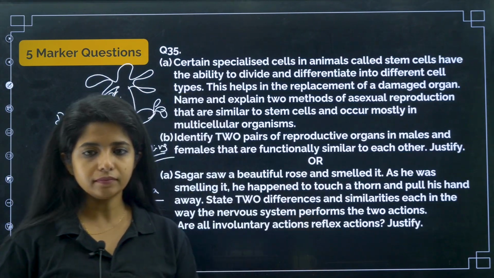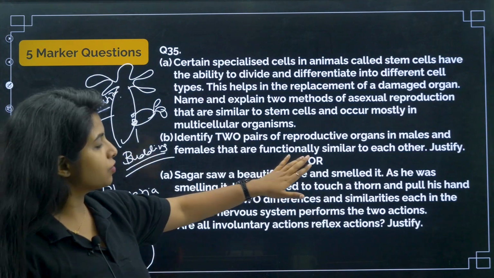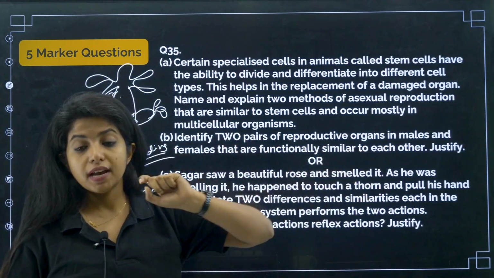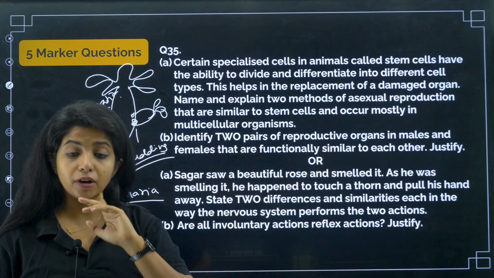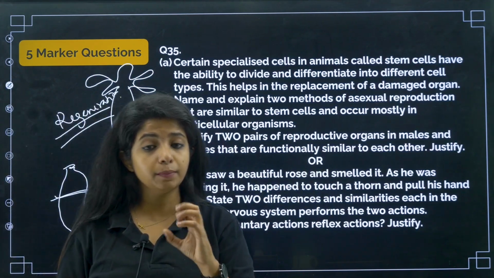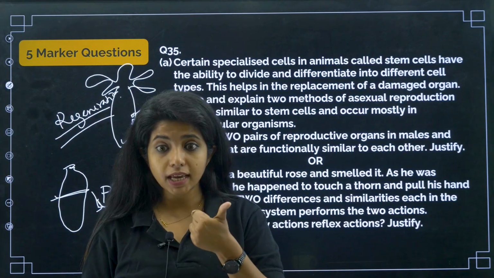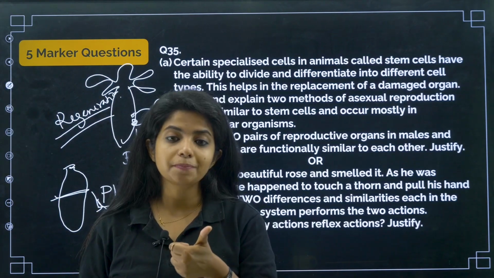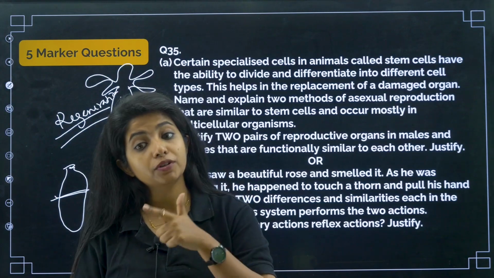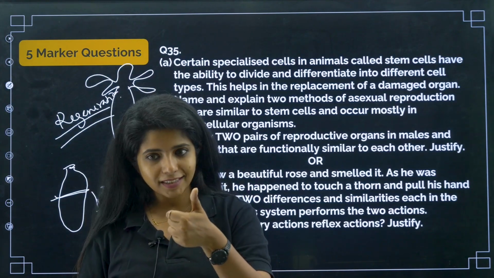Now, identify two pairs of reproductive organs in males and females that are functionally similar to each other and justify. So, male reproductive system and female reproductive system. Two pairs of organs which have similar functions. So, probably testis and ovary. Testis produces the male gamete, ovary produces the female gamete. Testis produces the male hormone, ovary produces the female hormone. So, you have one such pair.